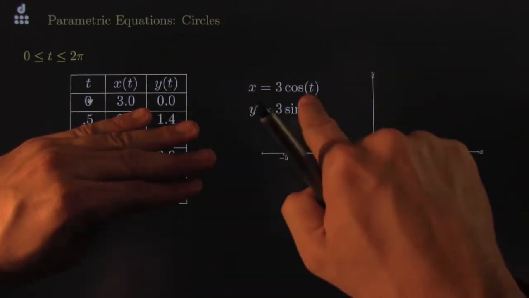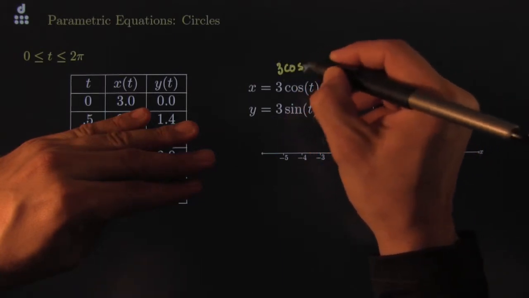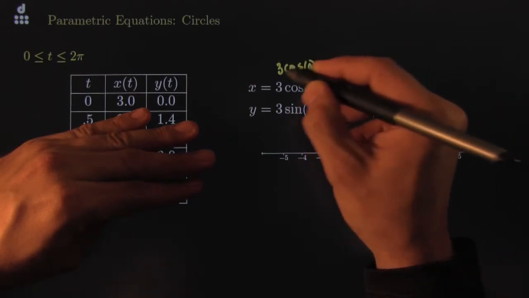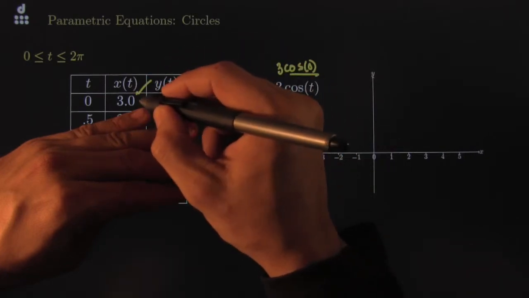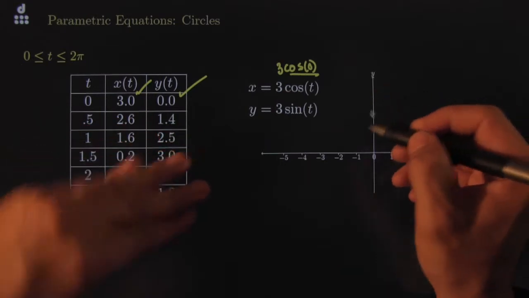When t is equal to 0, that would put a 0 there. You'd have 3 cosine of 0. Cosine 0 is equal to 1. 1 times 3 is 3. That's how you get that value. Sine of 0 is 0, times 3 is 0. That's how you get that value, etc., etc.